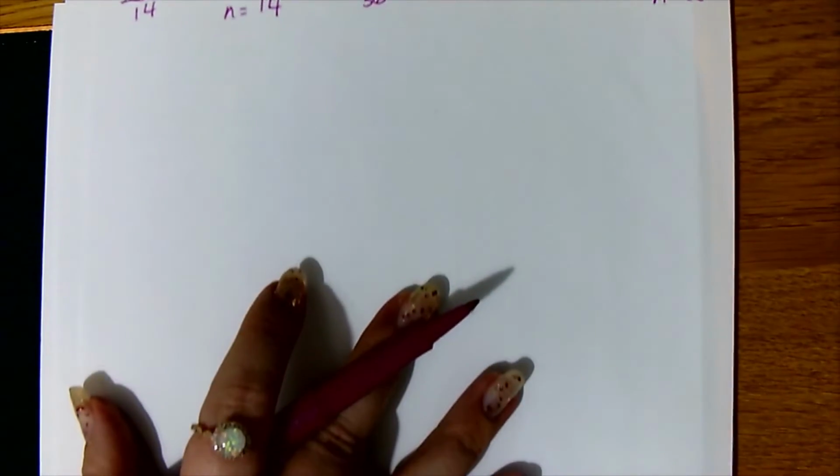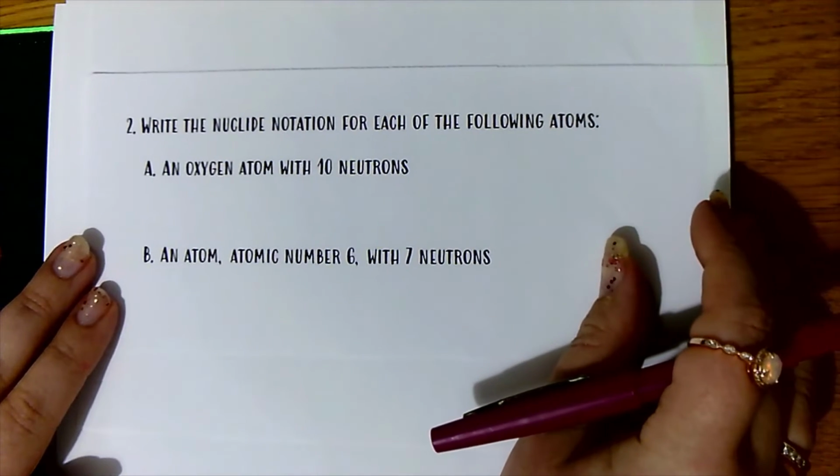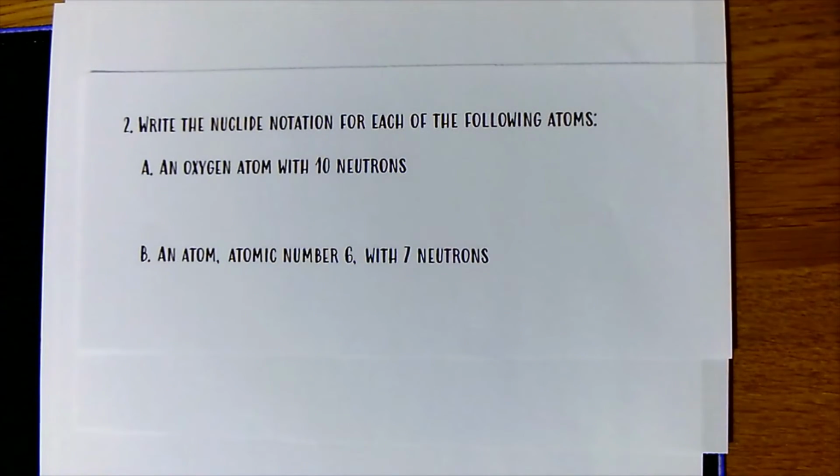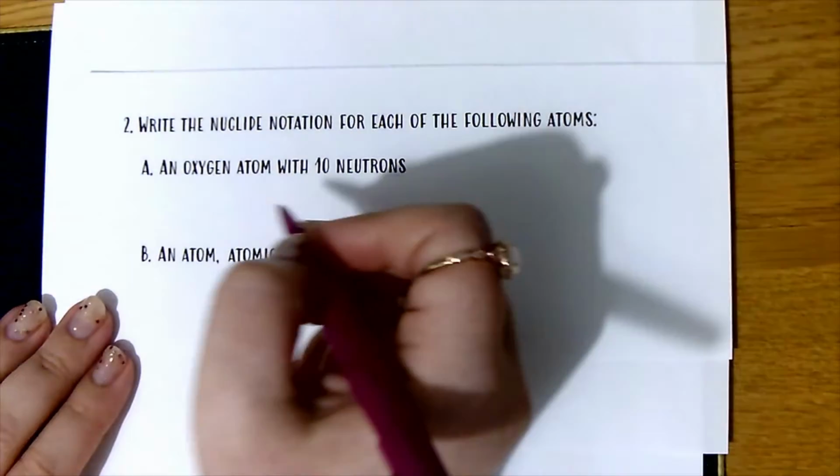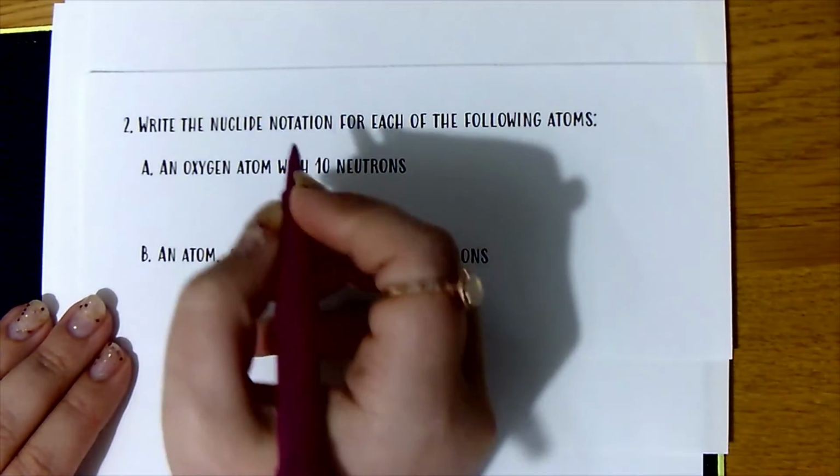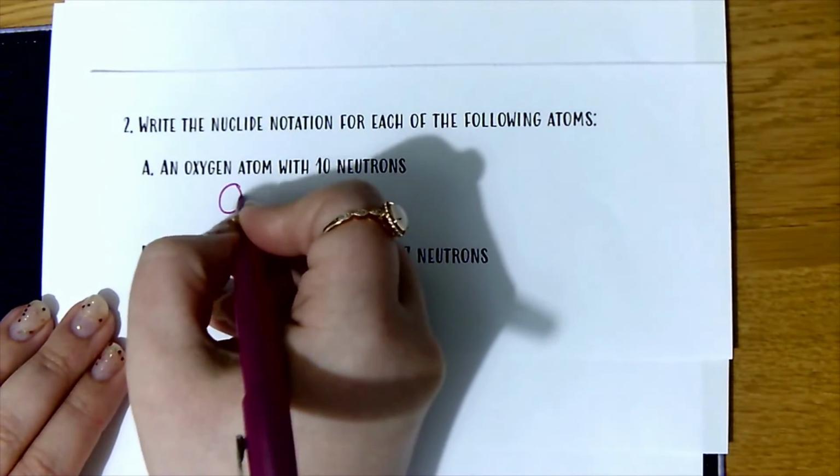Let's look at a different type of example here. So here we're given the sentence, write the nuclide notation for each of the following atoms. An oxygen atom with 10 neutrons. Okay, so let's look at how we would start this. So the first thing that we would do at this point is we know it's an oxygen atom, so we can put our element symbol in.